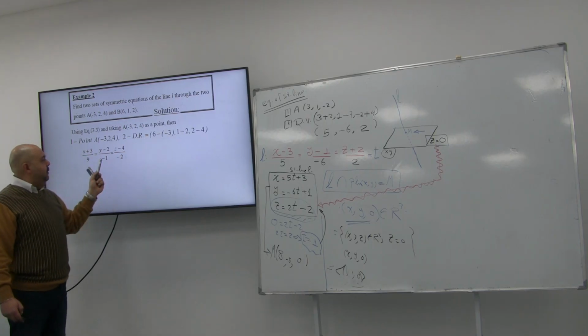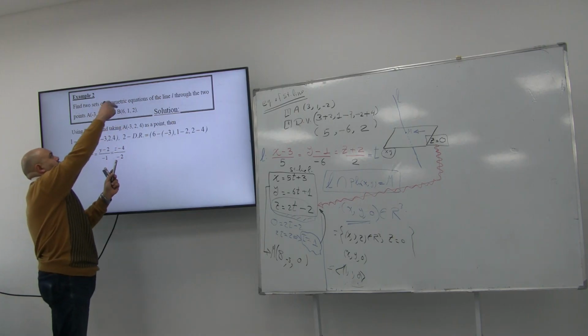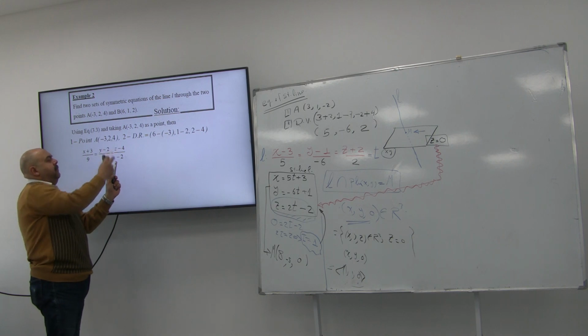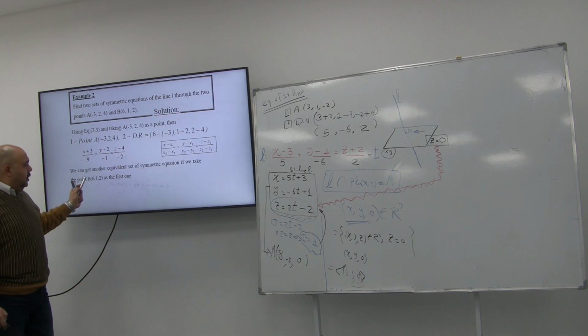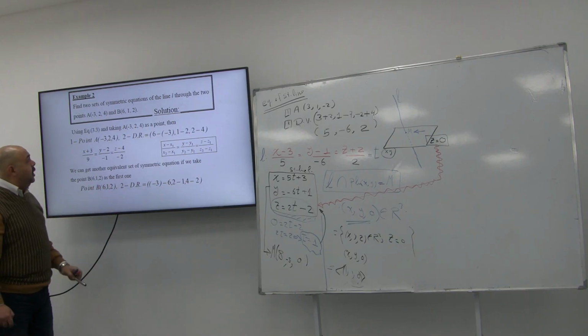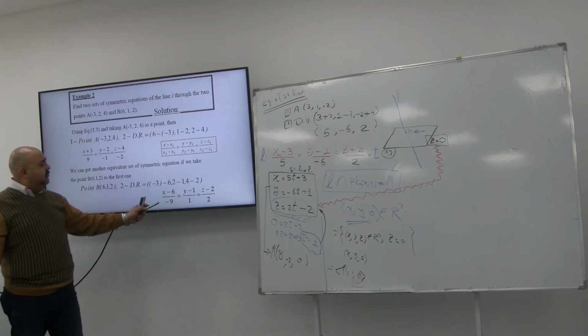1 minus 2 is going to be negative 1. 2 minus 4 is going to be negative 2. And I'm using the coordinates of the point, so x minus negative 3, y minus 2, z minus 4. This is for the first equation. For the second one, I can simply take B instead of A, and it's going to be 6, 1, and 2. And also performing it for the vector, I've replaced these two points, you will have negative 9, 1, and 2.